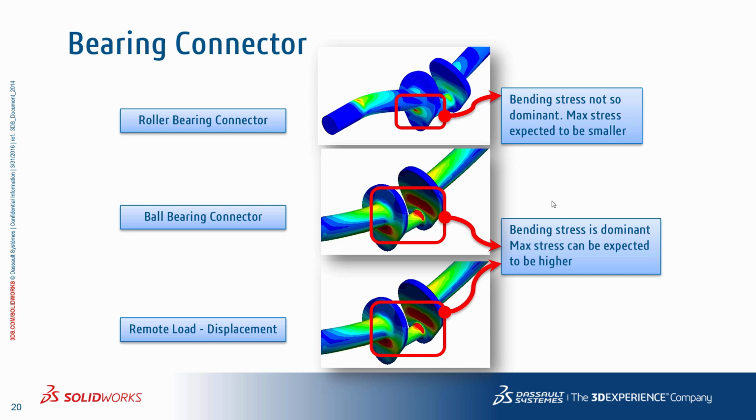So bottom line is, which option would you choose? If you know that your shaft rotation will take up the clearance on your bearings, determined from some simple testing, use a roller bearing connector. Otherwise, stay conservative and use a remote load displacement option. The ball bearing option doesn't buy you much over these two different methods.